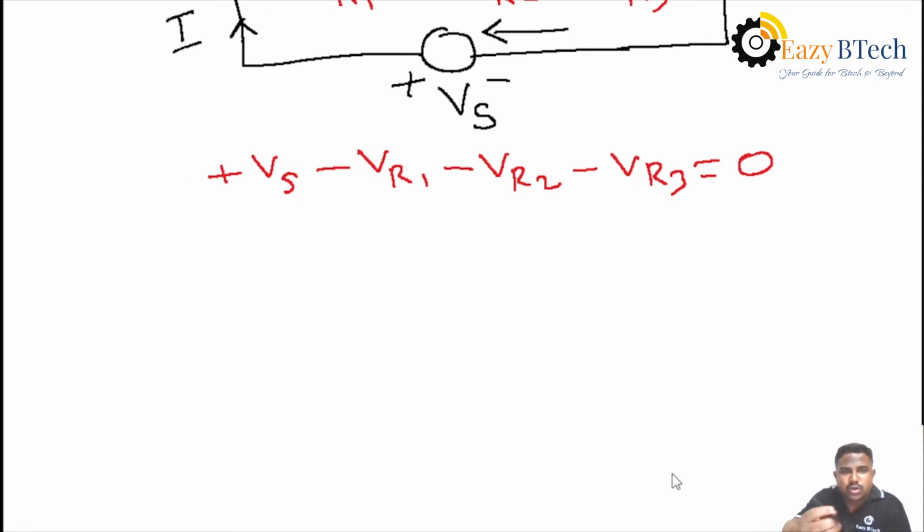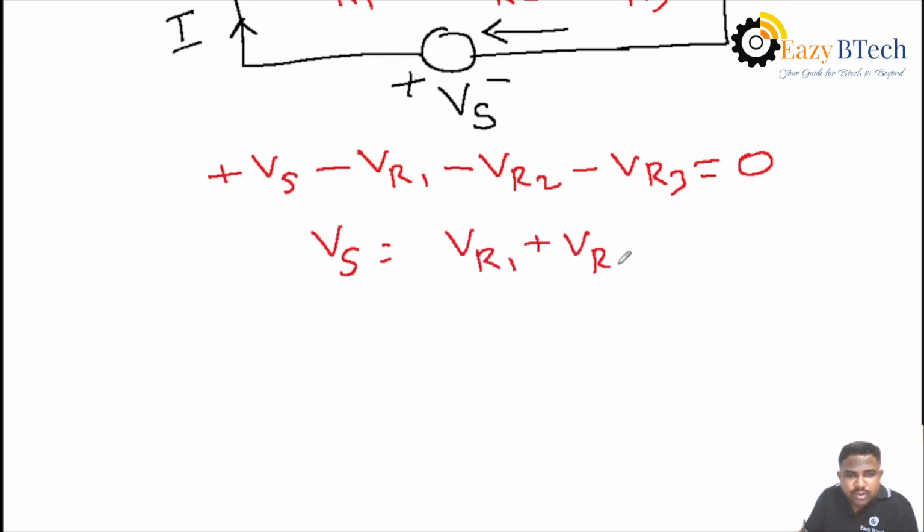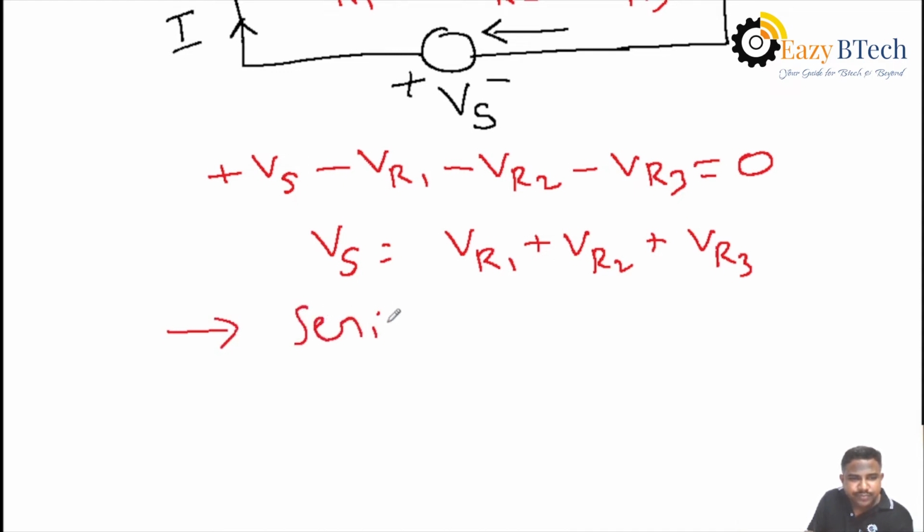It forms a closed loop with R1, R2 and R3, so all voltages sum to zero. That means Vs, the supply voltage, is equal to the sum of all voltage drops in the series circuit. That is Vs equals VR1 plus VR2 plus VR3. What do I mean here? It is a series circuit.